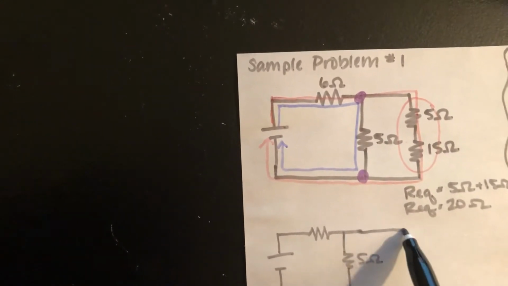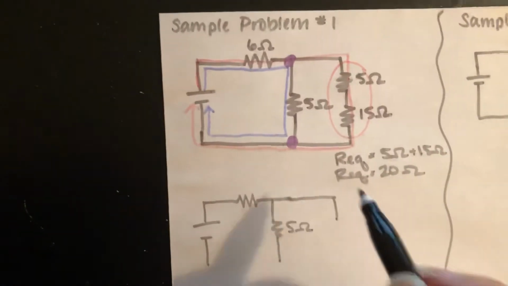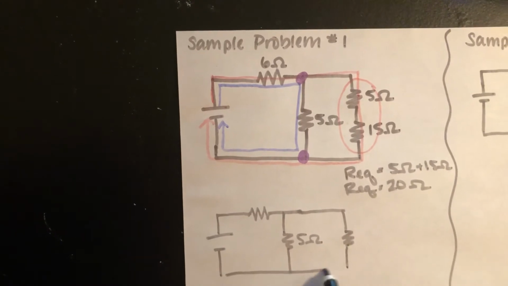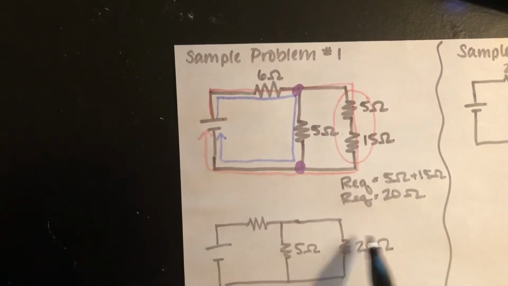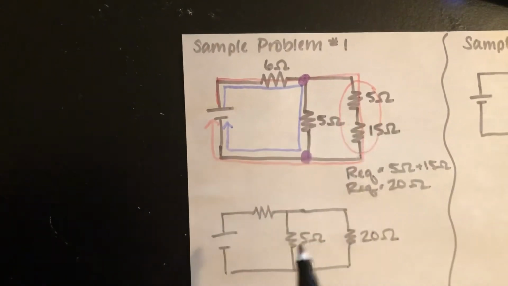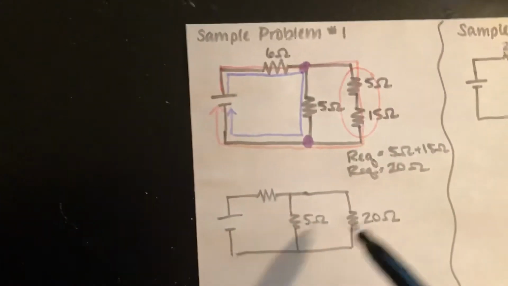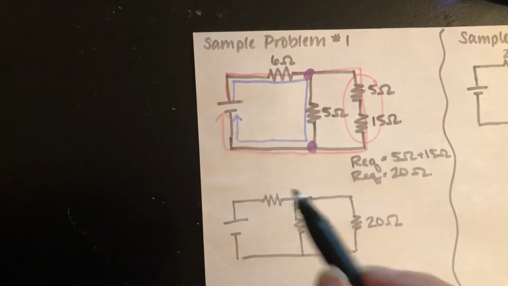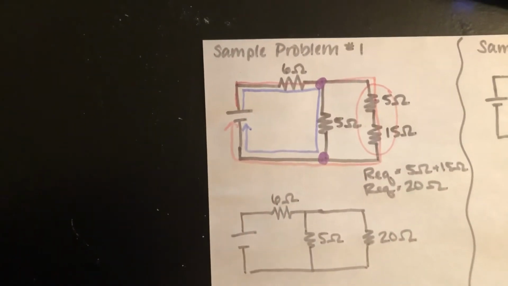But then on this outer branch, instead of drawing those 2 resistors, the 5 ohm and the 15 ohm, I'm going to replace it with a single 20 ohm resistor, because this is equivalent to those 2 together in series. This one resistor has the same effect on the circuit as those 2 resistors together in series did. Okay. So this circuit is equivalent to that circuit.